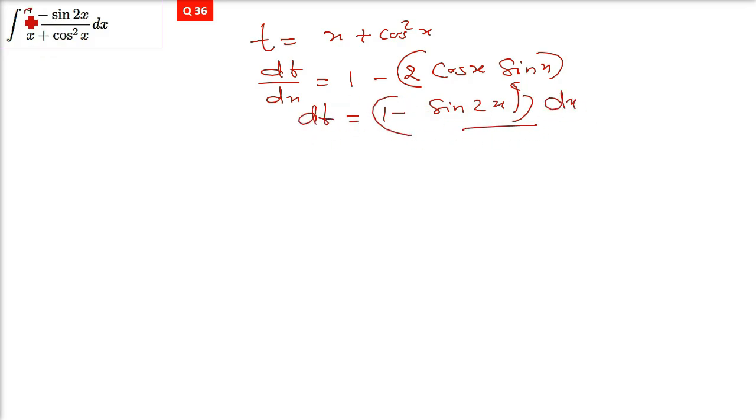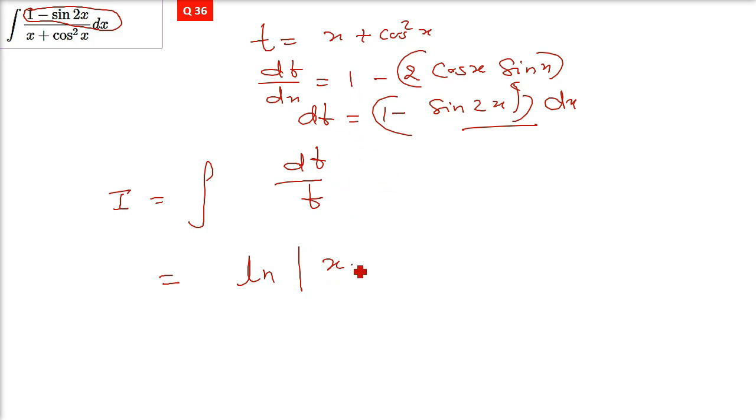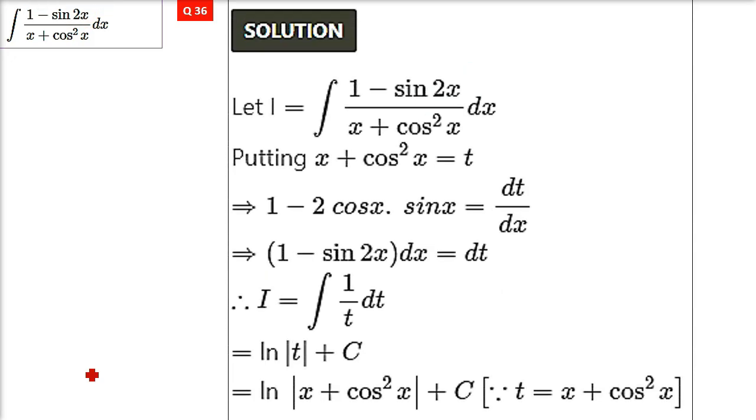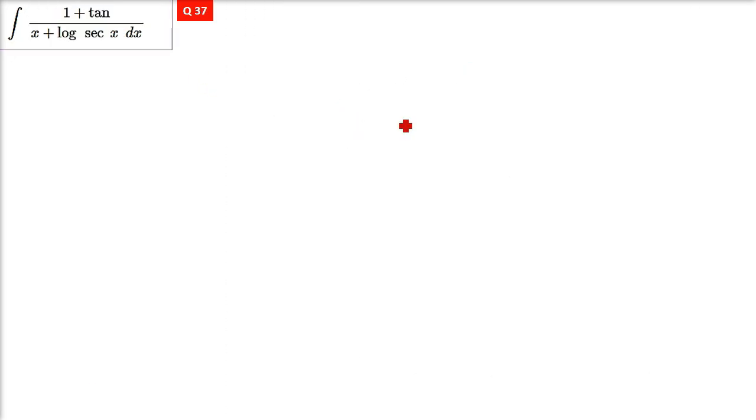Take dx on the right hand side. This whole is dt. You can just write I as integration of the numerator becomes dt and denominator becomes t. So we have log modulus of t plus constant of integration. In place of this t, write x plus cos square x. So ln modulus of x plus cos square x plus c. So this is the result now. If you have been following me, I hope that you have understood the concept now.